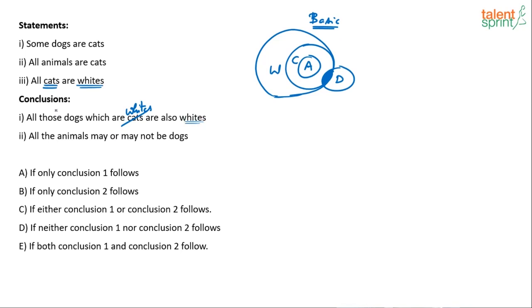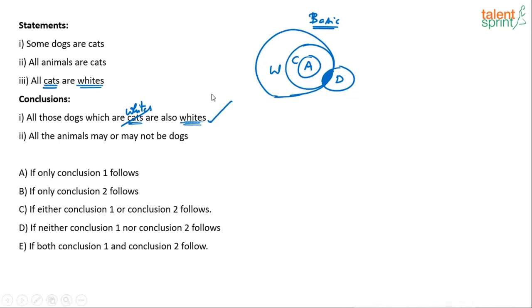Yes, of course. I know it looks senseless after you replace cats with whites here because it reads all those dogs which are whites are also whites. Of course. The point I'm trying to make is if it is a cat, it is also a white because all the cats are whites. So the first one follows, right? Without even having to look at the diagram, the first one follows.